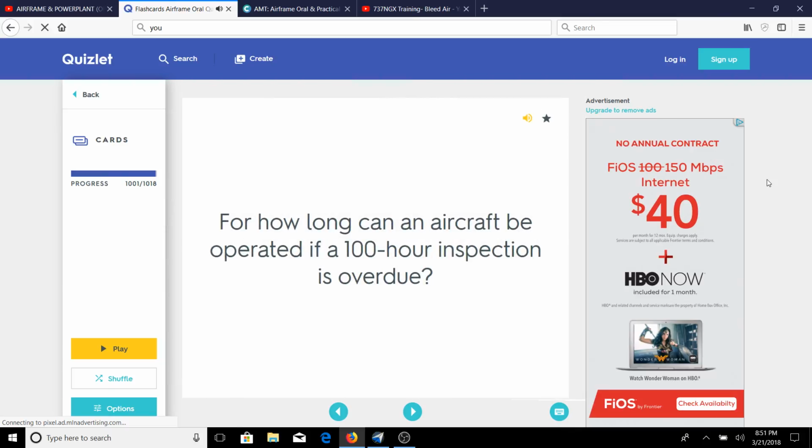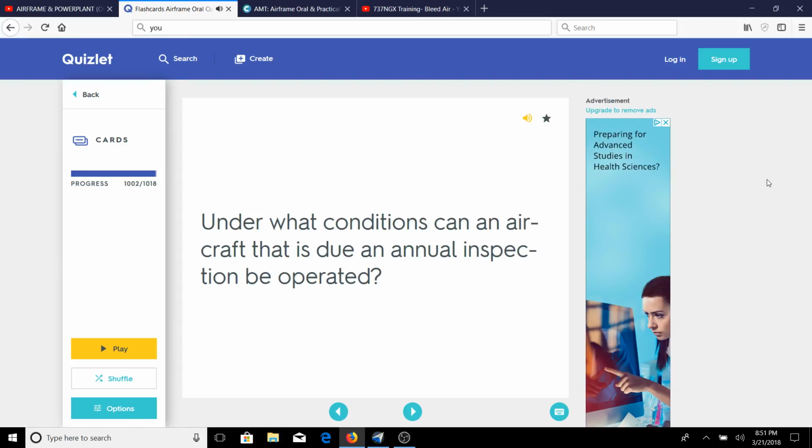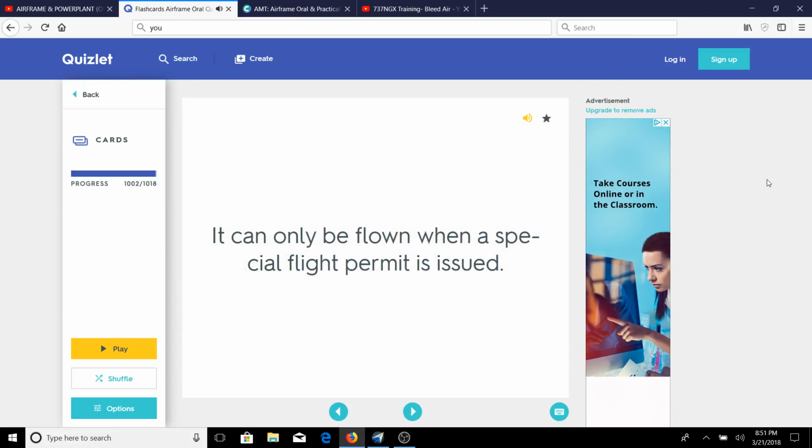For how long can an aircraft be operated if a 100-hour inspection is overdue? For no more than 10 hours. The time beyond the 100 hours must be subtracted from the time before the next inspection is due. Under what conditions can an aircraft that is due an annual inspection be operated? It can only be flown when a special flight permit is issued.